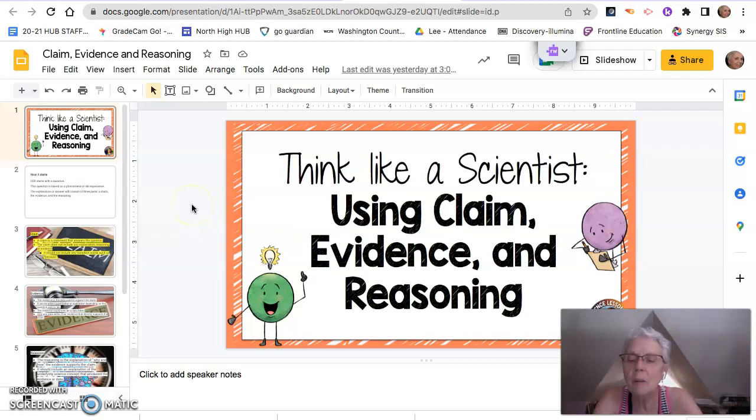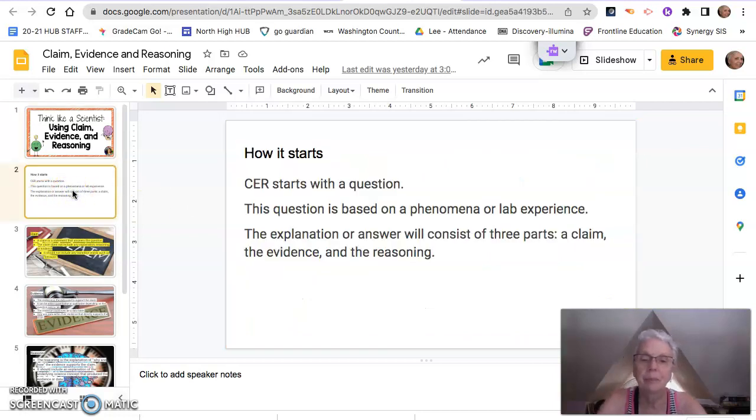So when we talk about a CER, we're trying to think like a scientist. So we're going to use claim, evidence, and reasoning to explain something. So how do you start? You always start with the question. So there's going to be a question that you're going to have to answer. This question is usually based on either a phenomena or a lab experience. The explanation or answer will consist of three parts: the claim, the evidence, and the reasoning.